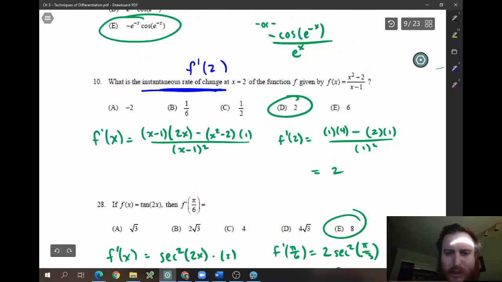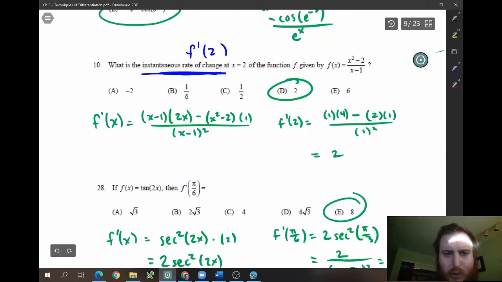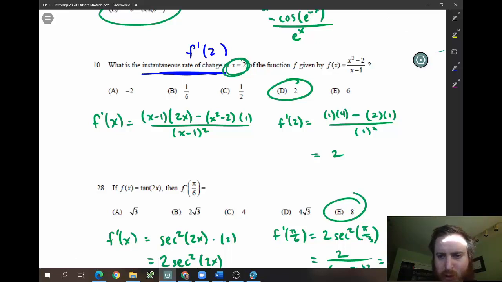Next, what is our instantaneous rate of change? In other words, f prime at x equals 2, so f prime of 2. So this was quotient rule. Low d high minus high d low all over low squared. Now you can distribute and simplify, but I find it much easier to immediately plug in if that's what we're doing. So I'm just going to plug in. 2 minus 1 is 1. 2 times 2 is 4. Minus 2 squared is 4 minus 2 is 2 times 1, over 2 minus 1 is 1 squared. We get 4 minus 2 over 1, which is 2.